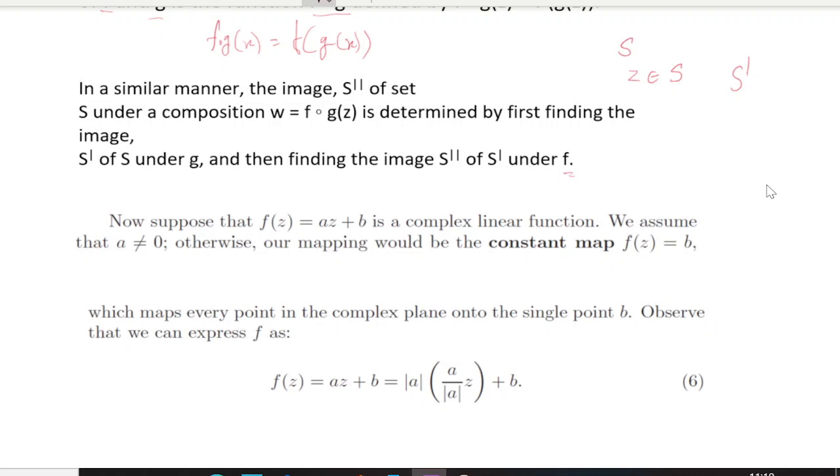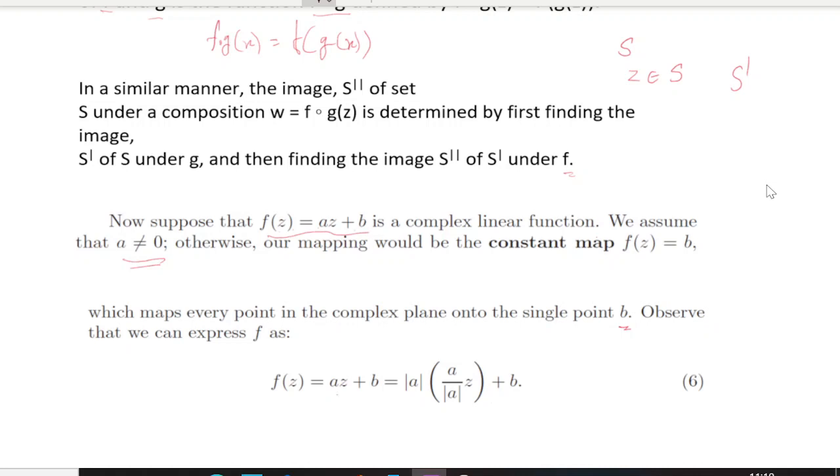Now suppose a general linear transformation is given. A general complex linear map, that is, f(z) = az + b, is a complex linear function. We assume that a is not equal to 0. What will happen if a equals 0? Then our function reduces to f(z) = b, which is a constant map, mapping every point in the complex plane onto a single point b. So we will assume that a is not equal to 0.